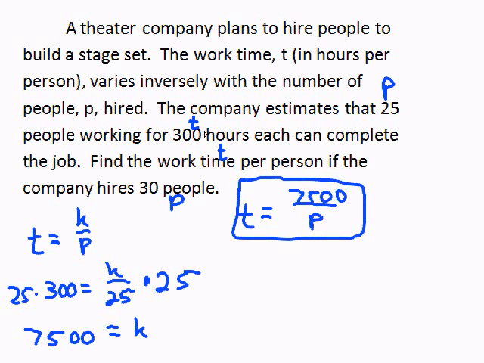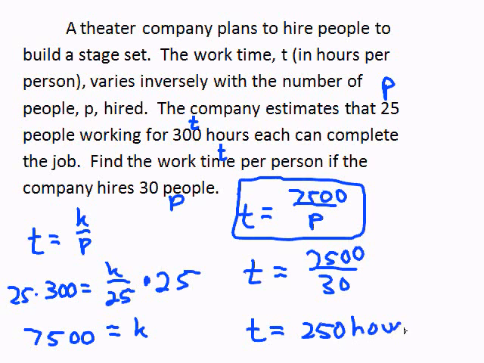To solve the second part of the question, we want to find the amount of work time for 30 people. So the amount of work time is equal to 7,500 over the number of people, which is 30. When we divide that, we get the total amount of time is equal to 250 hours.